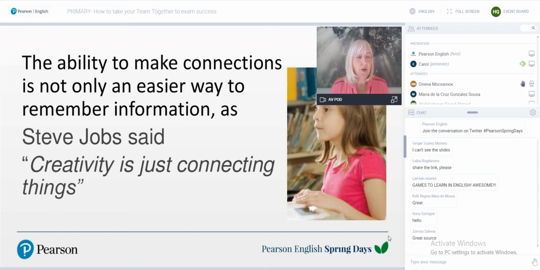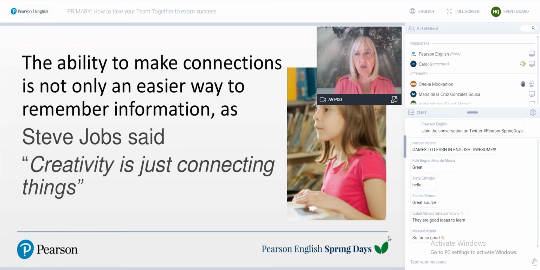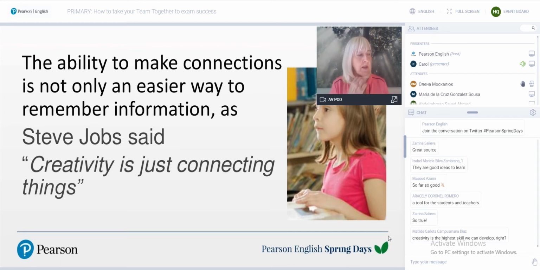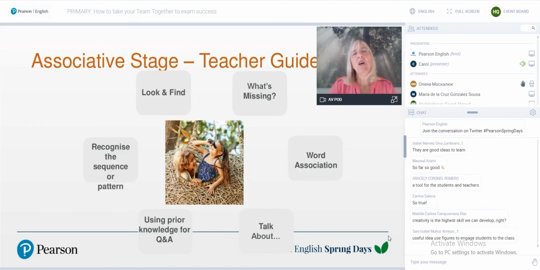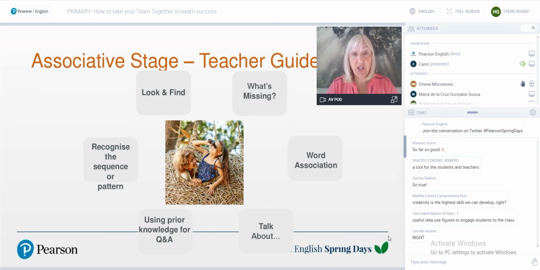Now, there's been a lot of research done recently, and what it's found is that better brain connections really do help with thinking skills. And this is where we move from the cognitive learning point into the associative and the autonomous. And that's really where students can start to build exam skills. So, the associative stage, like I said, teacher guided.